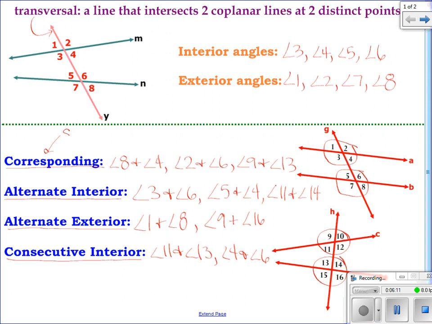Okay, so you have a group of 4 angles in all of those circles. If you pick the upper left corner, you're going to pick the upper left corner in the other circle. Those are the corresponding angles. They're in the same position. Okay? Questions on those?